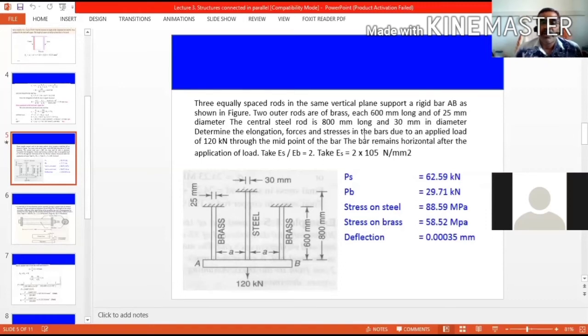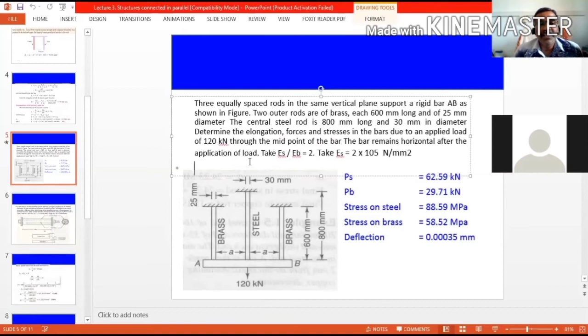This is a compound bar, with an applied load of 120 kilonewton through the midpoint of the bar. This condition is very important: the bar remains horizontal after the application of load. What does it mean by that? This bar, after application of load also, is still horizontal.